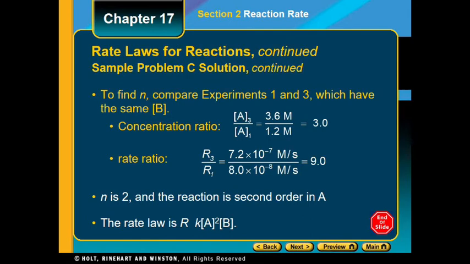So our final rate law for this particular reaction is R is equal to, looks like the equal's missing, a constant, A to the second order times B, and the overall order of this reaction is third order. 2 plus 1 is 3.